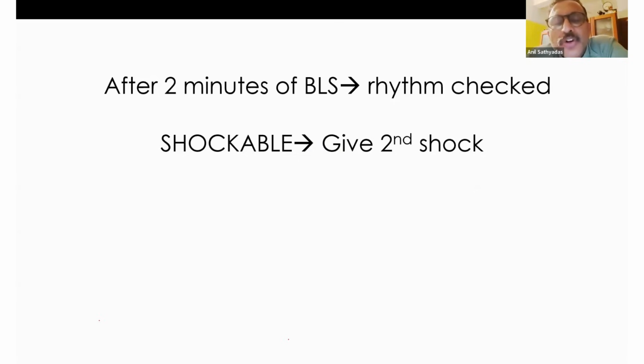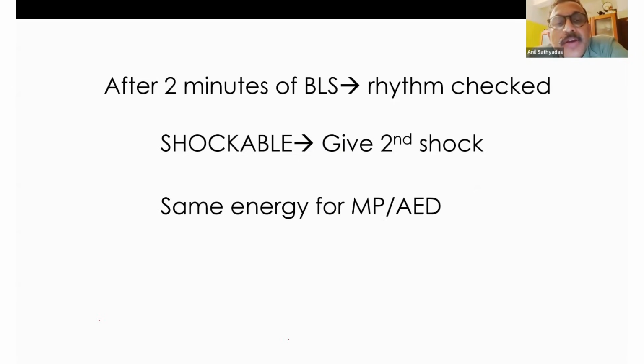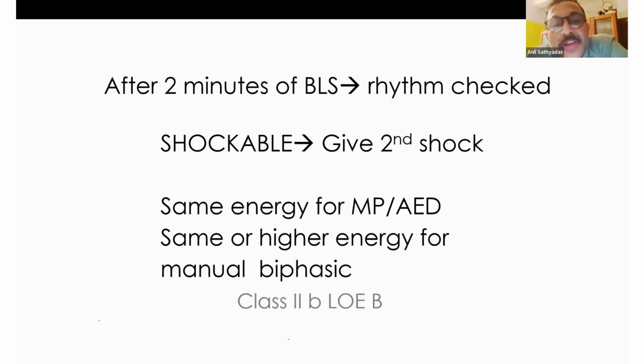If again shockable, we give shock number 2. And the energy that we use for shock number 2 is almost the same as the previous one. That's for a manual monophasic or AED. Or if you are using a manual biphasic, where you can adjust the energy, you can go for a higher one if the defibrillator allows you to. So if it was 150 initially, you can go up to 200.